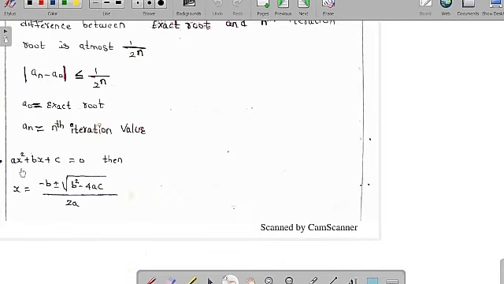So suppose there is a quadratic equation ax square plus bx plus c is equal to 0, then the roots are minus b plus or minus under root b square minus 4ac, divided by 2a.